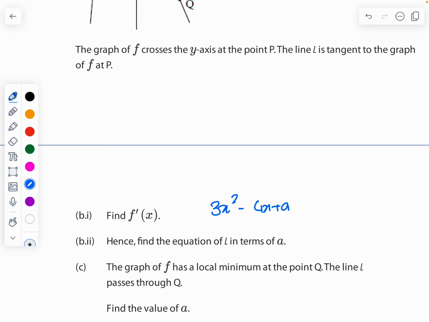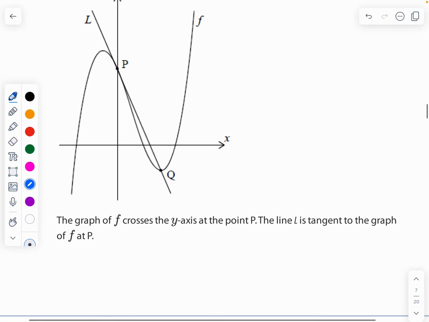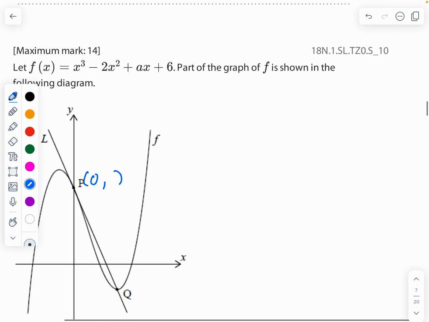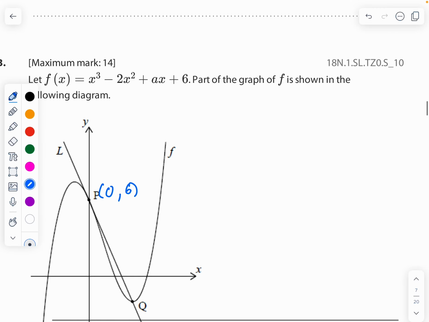So what is the value of x? The x value is 0. And what will be the y value? The y value will be 6, so the point is (0, 6).